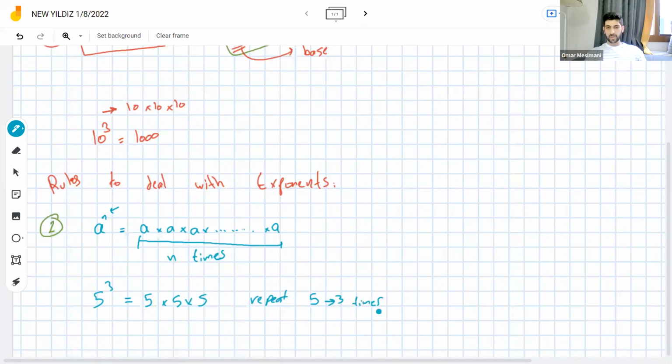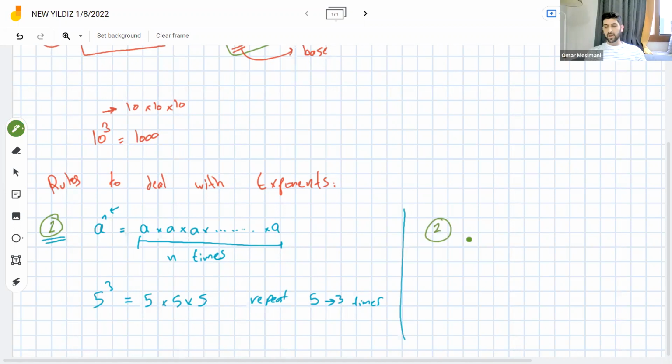You repeat 5 three times, okay? So this is my first rule. That's the first rule. Second rule, rule number 2. Okay, so now we know that n, and here right now I'm talking about n as a positive value. N is a positive integer.